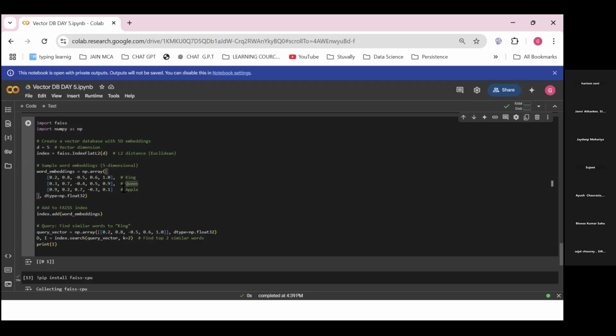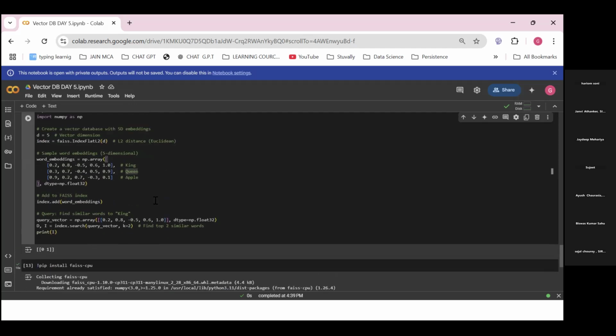Already we have king, queen, apple, and here you passed king as a query. It goes into this vector database, into the embeddings, and searches for the nearest neighbor. It found that king and queen are the nearest to this vector, so the output is 0 and 1. 0 and 1 are nothing but king and queen. King is 0 and queen is near that king, so it gave that output. So this is how exactly the backend is working.